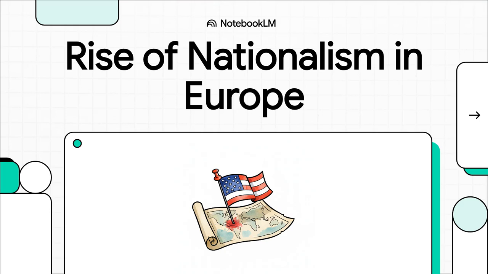Welcome to this explainer. Today, we're taking a seriously fascinating journey back into the 19th century to uncover exactly how the modern map of Europe was drawn. We're going to explore the rise of nationalism. It's a concept that actually started out as this beautiful utopian dream for a lot of people, but ultimately spiraled into a pretty devastating global nightmare. It's just an incredible story of revolution, strategy, and empire. So, let's get right into it.